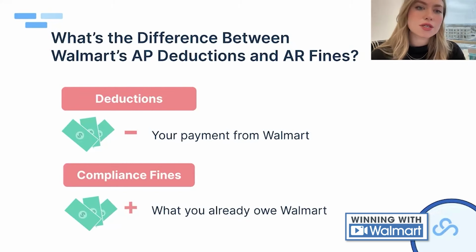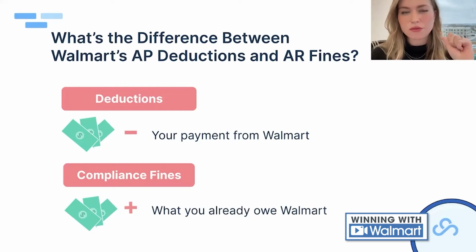Deductions just go ahead and automatically subtract that, and then it's your responsibility to go and dispute it. Versus compliance fines, they're going to invoice you for that and then eventually deduct it. But during the time frame when they're invoicing you, you can usually go and dispute that or talk to your buyer, all of that.